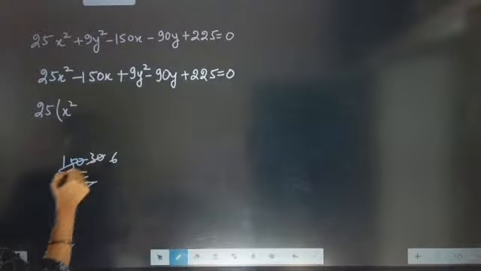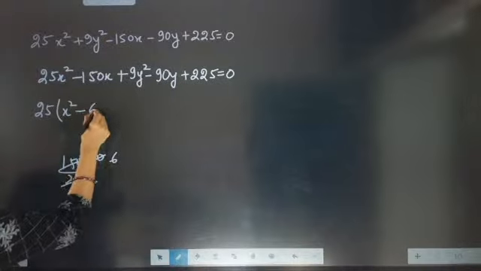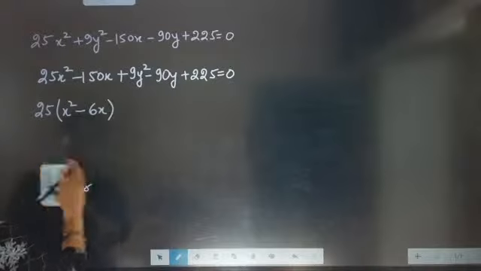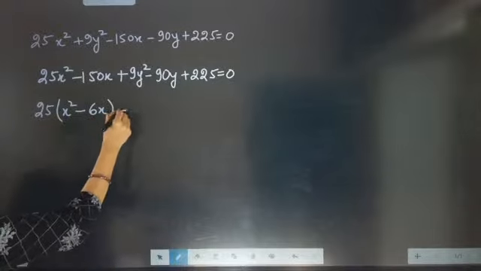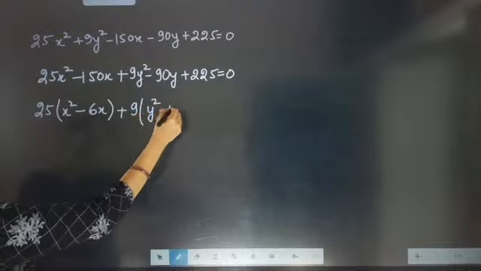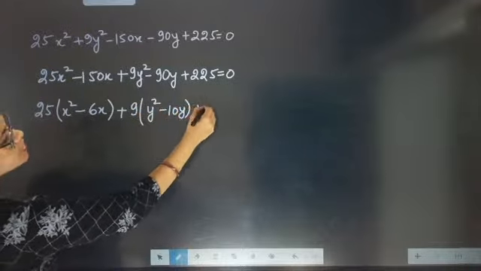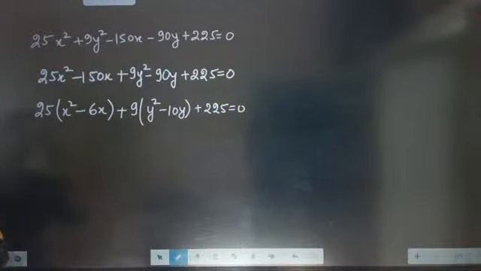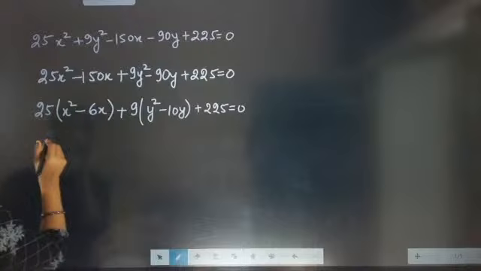So 5 6s are 30, that means minus 6x is coming. One more time, 5 5s are 25, 5 3s are 15, 0, then 5 6s are 30. So done. Now I am going to take out 9 outside, so it is going to come y square minus 10y. I want all my children to try this question right now. I am solving it on my own, but I want you all to try this question out.